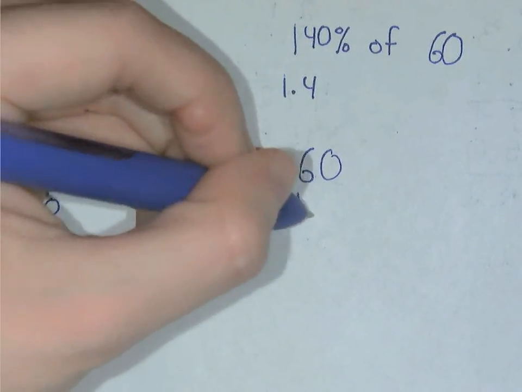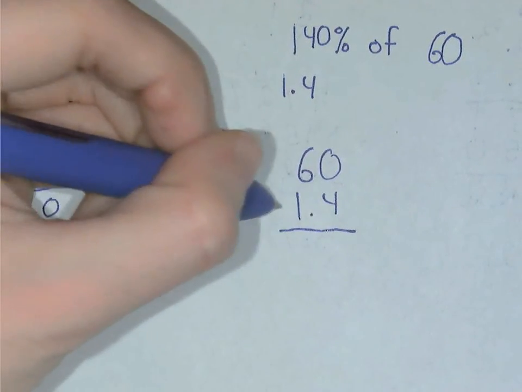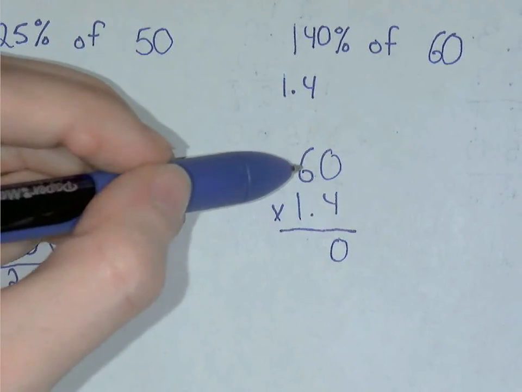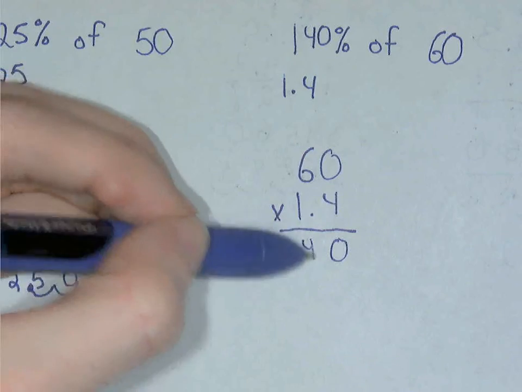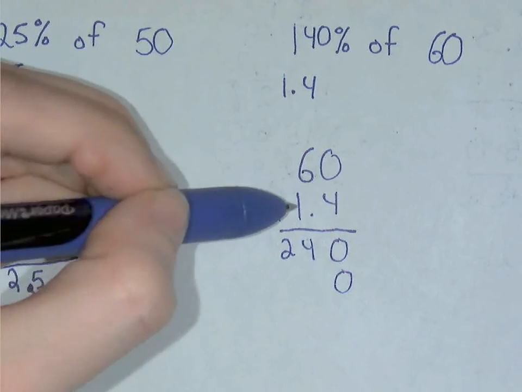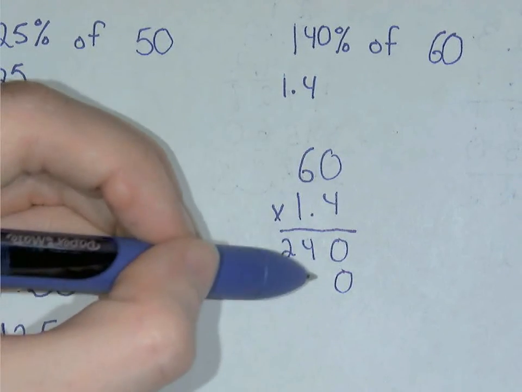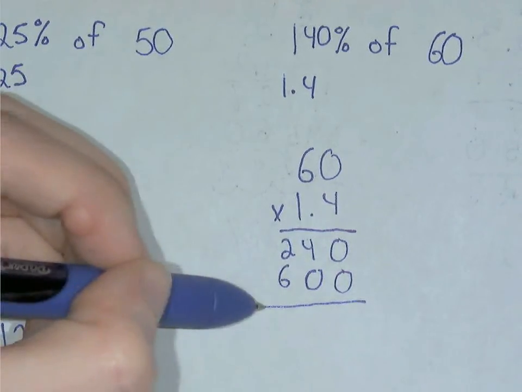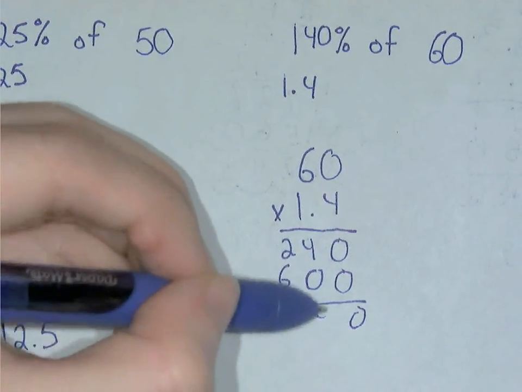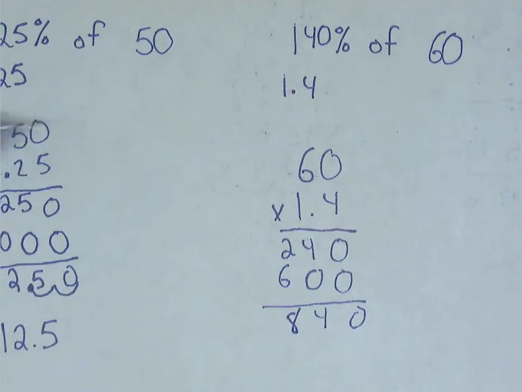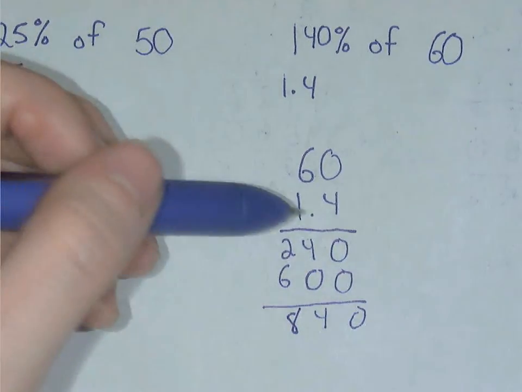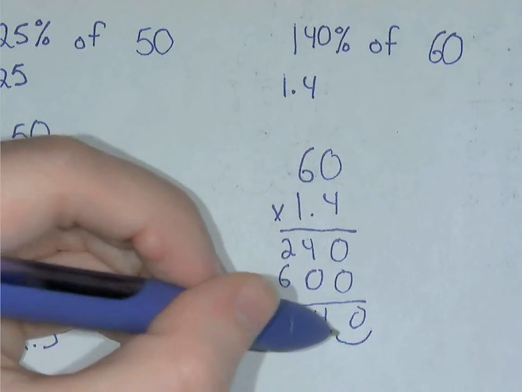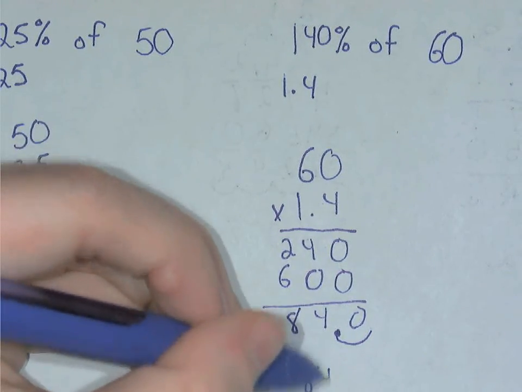60 times 1.4, use our multiplication algorithm. 4 times 0 is 0. 4 times 6 is 24. Then we put a placeholder 0 when we start working with our 1. 1 times 0 is also 0. 1 times 6 is 6. Add these together. We get 4, 2 plus 6 is 8. And then finally we just move our decimal point. We have one number behind our decimal point in here. So we're going to move it 1 over this way and we get 84 as the answer.